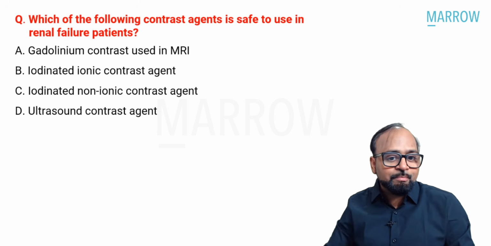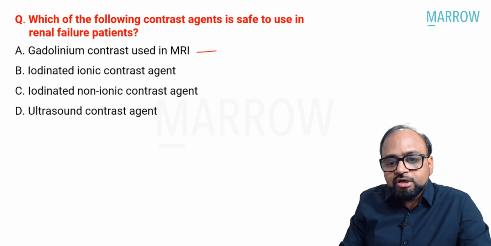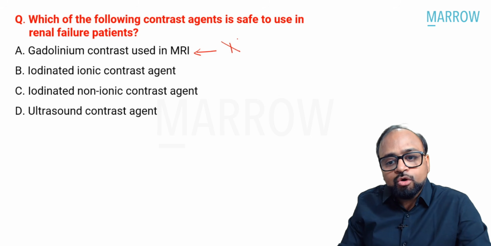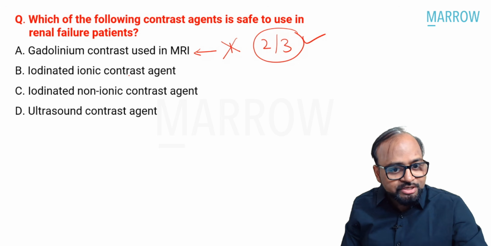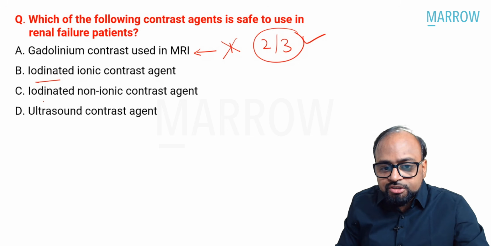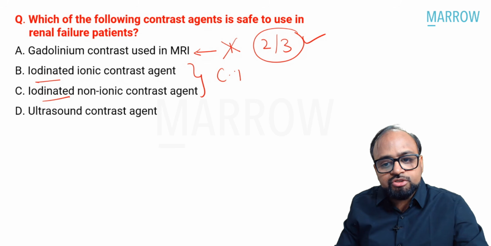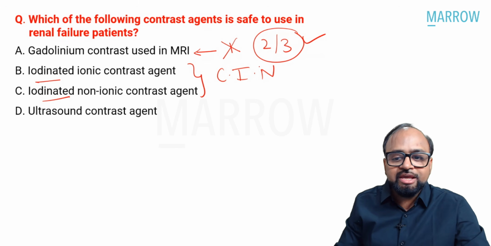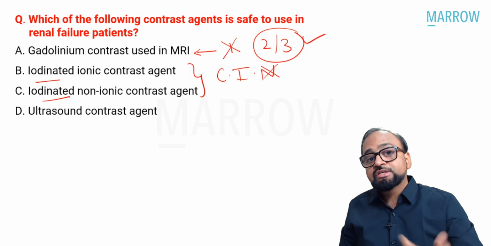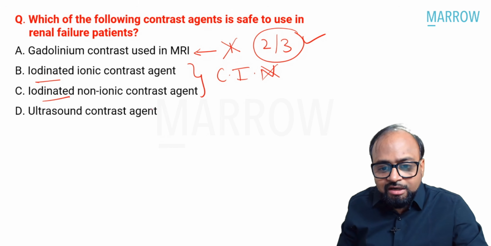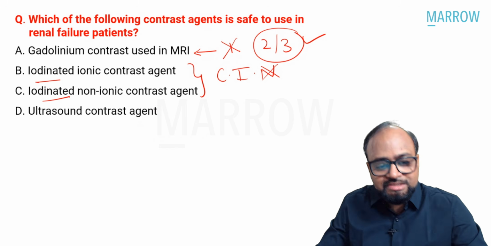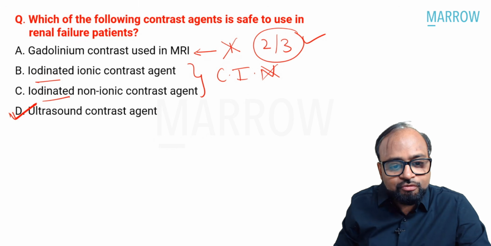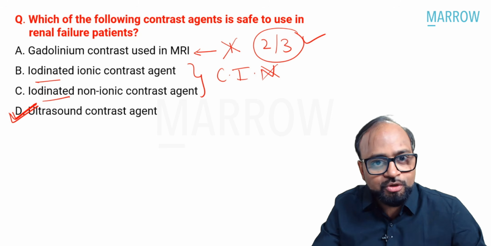Now if we come back to this question, we have seen that the gadolinium contrast agent used in MRI, group 1, cannot be used in renal failure patients. Group 2 or group 3 could be used, but there is no detail regarding the group of the contrast agent mentioned here. We know that for iodinated contrast agents, the most important adverse effect is contrast induced nephropathy, so they cannot be used in renal failure patients. That is the most important risk factor. Rather, ultrasound contrast agents are excreted from the body through the lungs. This is going to be the answer for this particular question. That is going to be the safest one to be used.